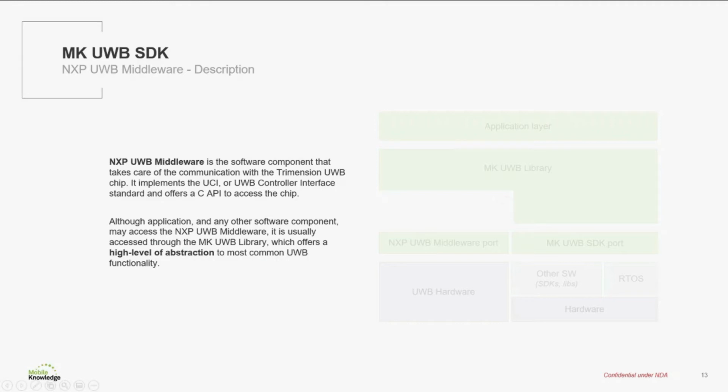The MK UWB library relies on the NXP UWB middleware to access the UWB chip. The UWB middleware from NXP provides a lower abstraction level C API to UWB functionality, and it implements the UCI, or the UWB controller interface, which is the protocol to communicate with the chip. UWB applications based on the MK UWB SDK will commonly access UWB services through the MK UWB library. However, the application or any other software component may still access the middleware directly and bypass the library if necessary.